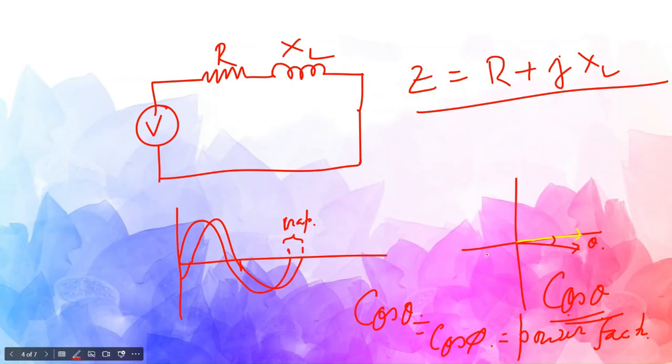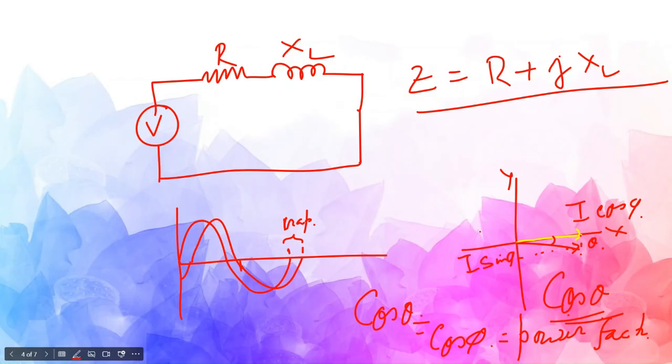Why is it so? Because now current has two components. One is I sin phi, or theta, and another part, let's say this is the x axis, this is the y axis, is I cos phi on that side.